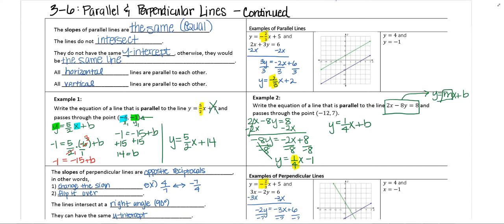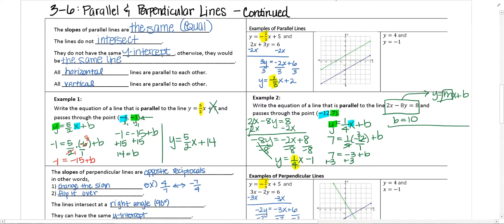Okay, so now I'm going to do the same thing I did with the point. I'm going to plug in negative 12 for x and 7 for y. Okay, so that would give me 7 equals 1/4 times negative 12 plus b. Let's put this over 1 and see if we can cross cancel. Yes, we can. We get 3. So 7 equals negative 3 plus b. Add the 3 to both sides. So the b is 10.